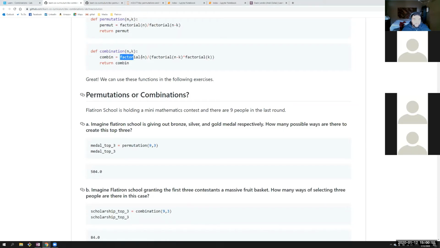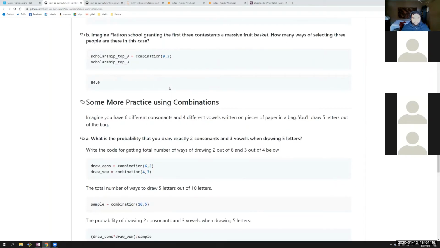It's factorial n over factorial n minus k multiplied by factorial k. And that's this formula right down here for combinations. It's in the lectures, but that's the one, basically. All right. Keep going.